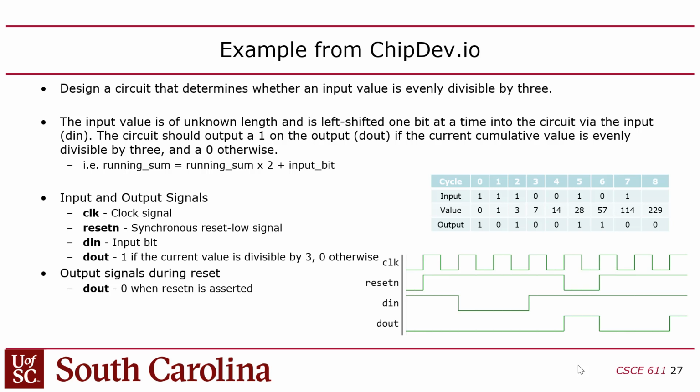But the objective here is to then have an output bit that is 1 whenever the running sum, whatever you call it, is evenly divisible by 3. So of these values, 0 is evenly divisible by 3, 3 is, 28 is, 57 is. The other ones are not. So how do I design a circuit that keeps track of whether this serially shifted in value is divisible by 3?